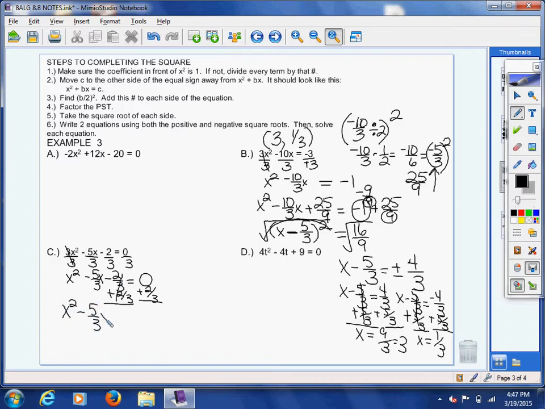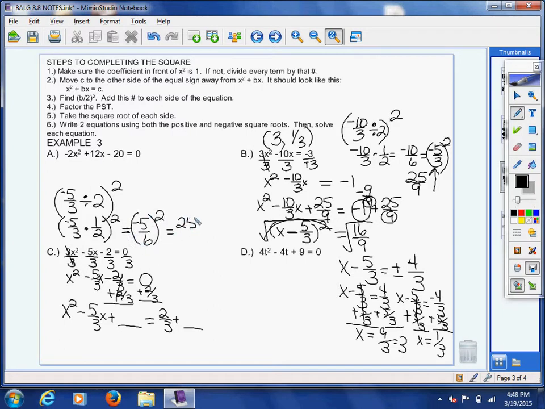Okay, I'm going to leave a little bit of space because we need to add the same number to each side. Now that number's going to be kind of hard to figure out, but we can do it together. We're going to take negative 5/3 and divide it by 2, and then we'll square it. So negative 5/3: rewrite it, copy, change, flip, and that's going to give us negative 5/6, and we need to square that, and that's going to be 25/36 because you squared both the top and the bottom.